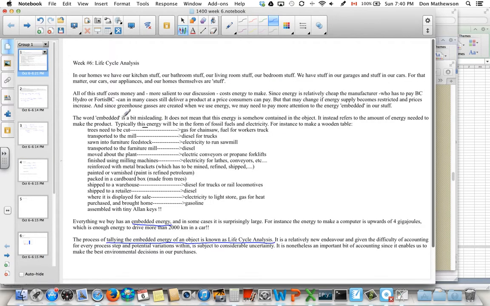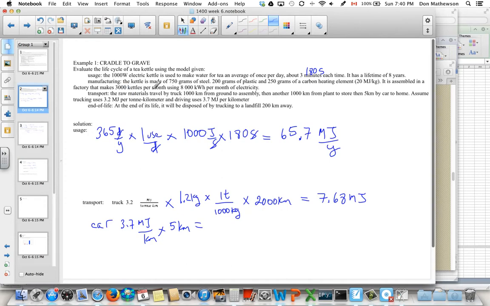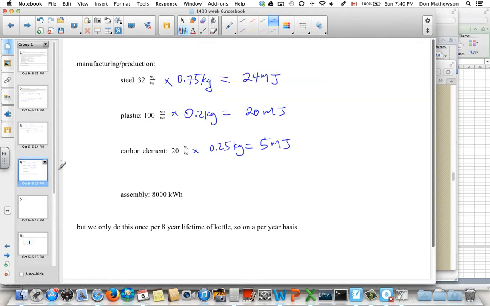to make, let's see, where was it? To make 3,000 kettles per month using 8,000 kilowatt hours. So this is per kettle. And then, of course, we want to convert that into megajoules. Remember that there's about 3.6 million joules in a kilowatt hour. So per kettle, you find about 9.6 megajoules. That's a couple of kilowatt hours. So a 1,000-watt device on for a couple of hours, about 2 2/3 hours, 9.6 million joules.